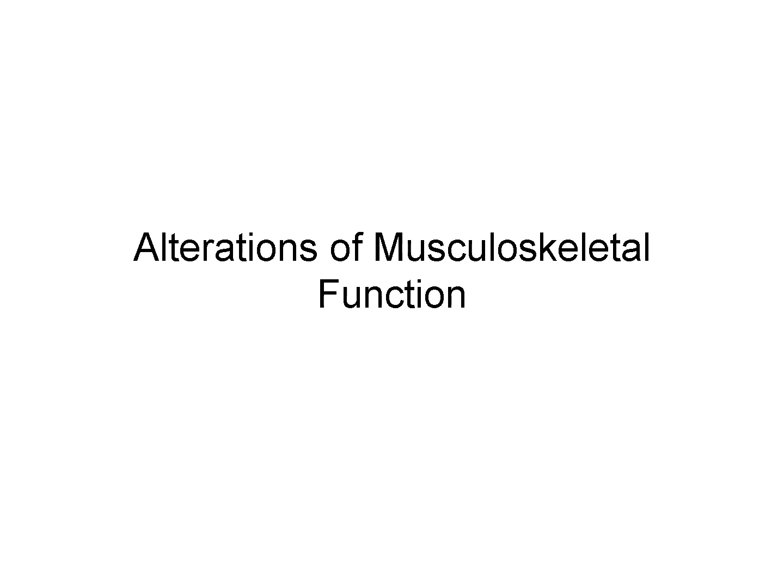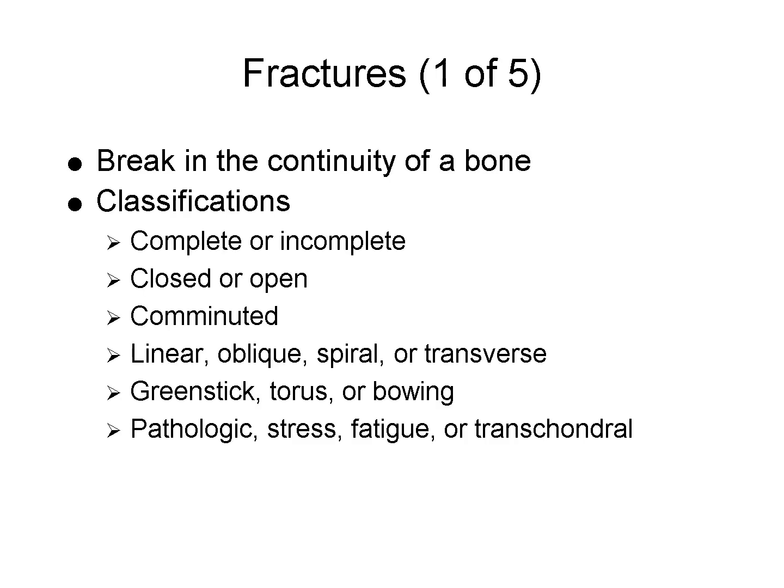Alterations of musculoskeletal function. A fracture is a break in the continuity of a bone and is classified in several ways. It can be complete or incomplete, open or closed, and described by the direction of the fracture line, such as spiral or transverse. Some fractures are specific to children, like Greenstick or torus fractures, while others, like pathologic or stress fractures, are associated with disease or repetitive strain. Recognizing the type of fracture helps guide treatment and predict healing.